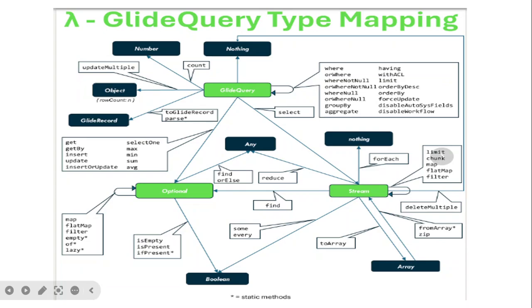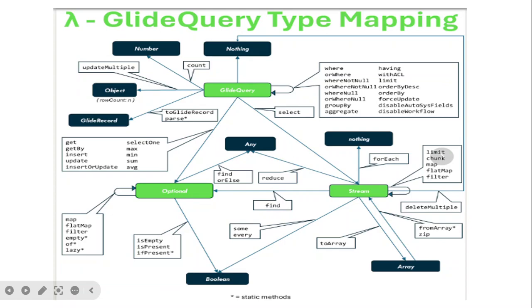The first one is GlideQuery. We can use count, and also updateMultiple, or we can use toGlideRecord. We can use get, getBy, insert, update, insertOrUpdate, selectOne, max, min, sum, avg. These are the aggregate outputs: minimum, maximum, sum, and average.